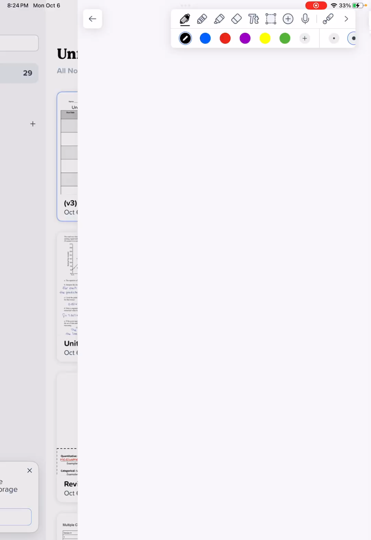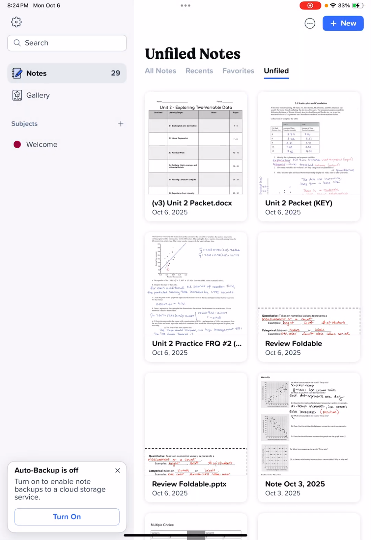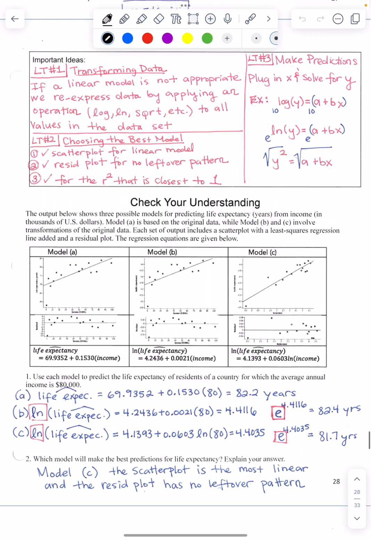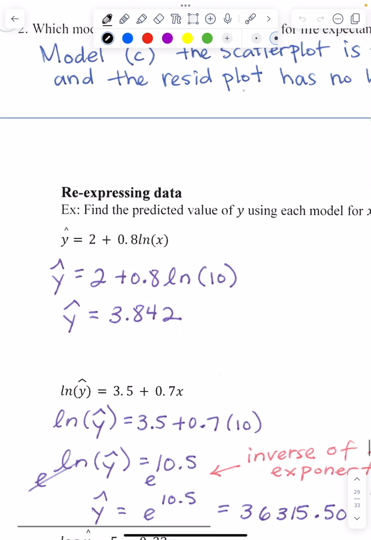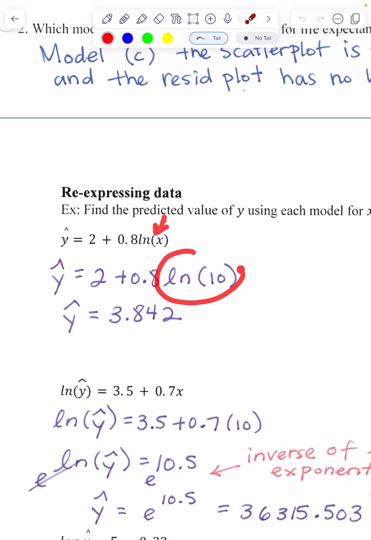Okay, we're back. Let's talk about these problems that you just did. Okay, the first one, very straightforward. Don't even really need any algebra for this one. Because when you plug in 10 here, the natural log of 10 is just a number. So when you add 2 plus 0.8 times the natural log of 10, you're just going to get a number which should be 3.842.